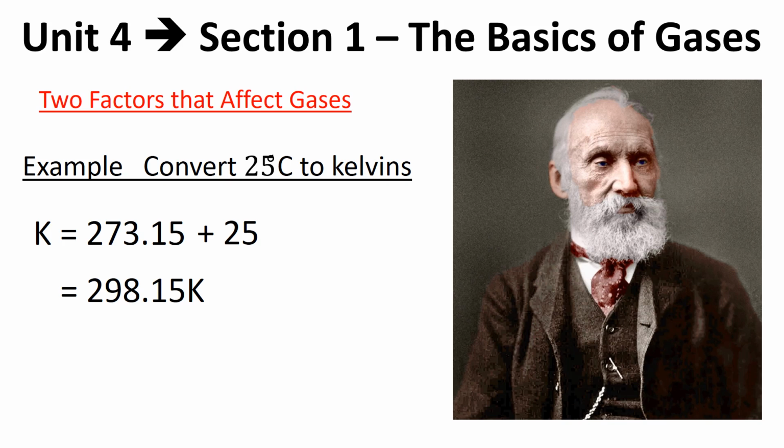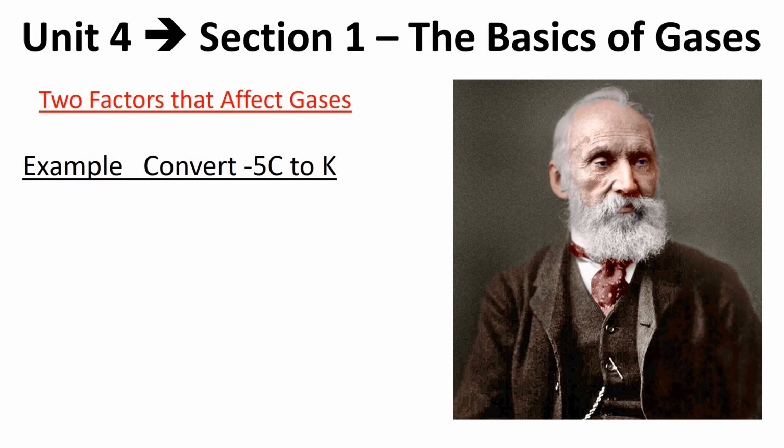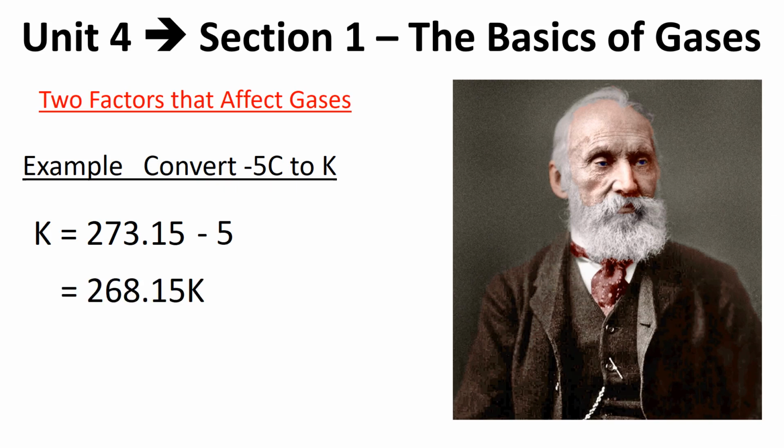This conversion also works if we have negative values. So let's convert minus 5 degrees Celsius to Kelvin. Again, we're going to write down our 273.15. That's always our starting point for conversions. And now we're going to add minus 5 to it, so essentially we're subtracting 5. It goes down to 268.15 kelvins. So that is temperature work in kelvins.